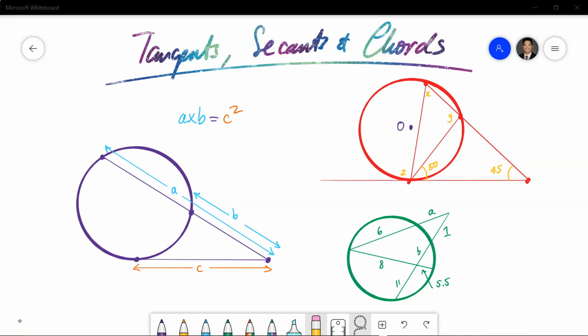Hey guys, we've got the last segment for this chapter: tangents, secants, and chords. Again, we've looked at this before because there are a lot of theorems, but when you really try to merge some of them together, it's going off the same principle.